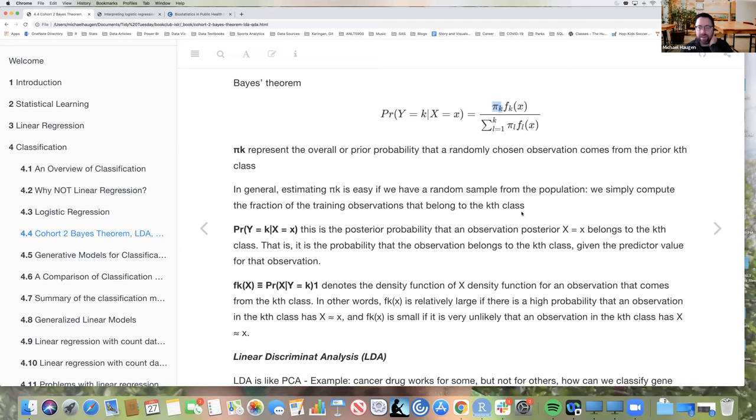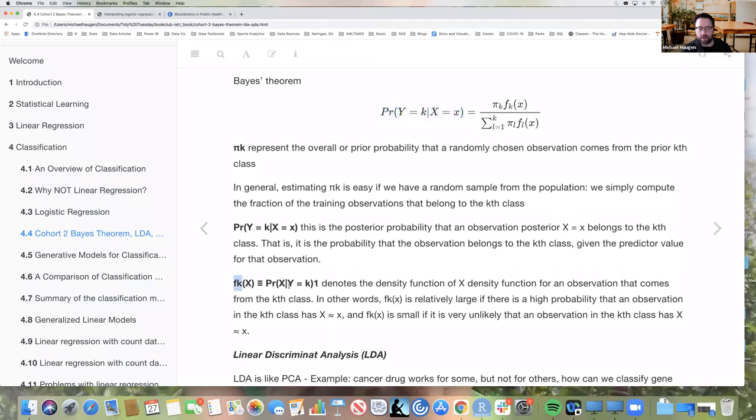Again, let's say we have a random sample of the population's professions, and we compute the fraction that belong as a librarian or that they belong as a farmer. And this one, probability of Y equals k given X equals x, this is the posterior probability. So that's over here, it's our posterior, that an observation belongs to the kth class. That is the probability that an observation belongs to the kth class given the predictor value for that observation. So, 16.7% that Steve is a librarian.